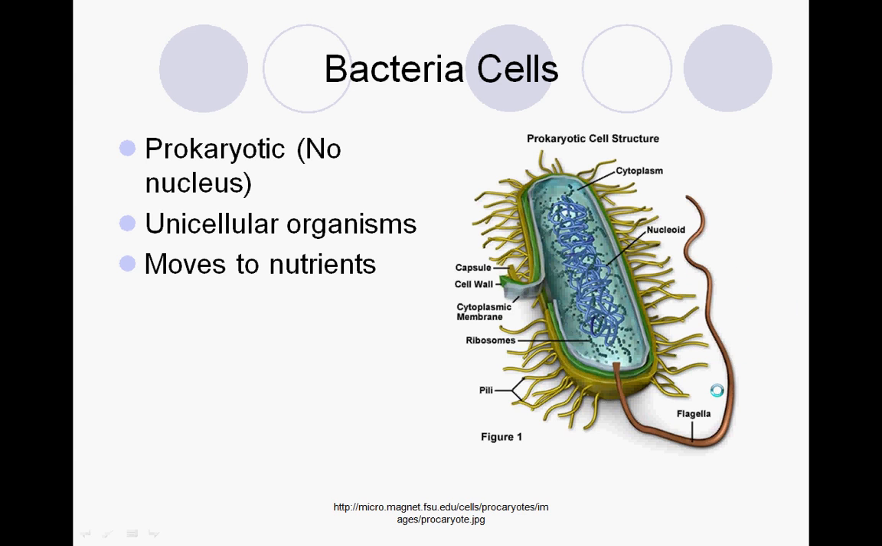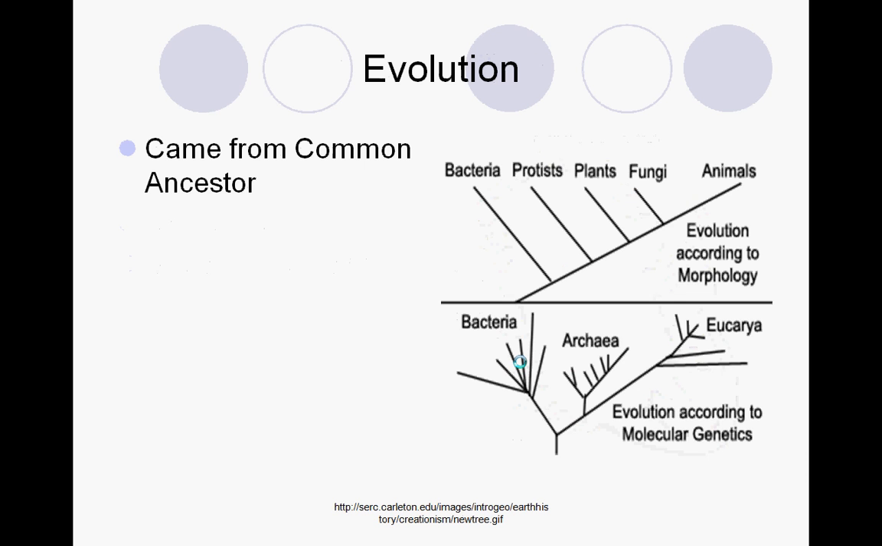Now, they move with this whip tail at the back here that's called a flagella, and these little yellow things sticking out all over the sides are actually called pili, which are reproductive structures that help the organism reproduce with another one, almost like a sexual organ.